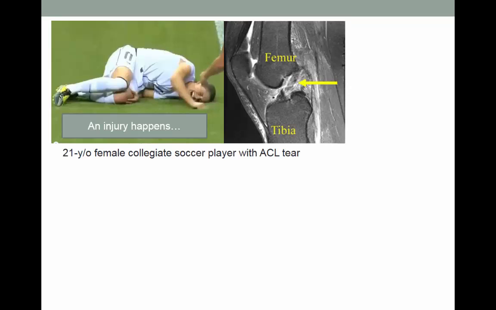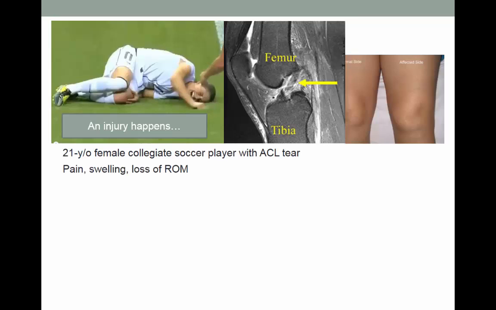Let's look at an example of a soccer injury. A player is running down the field and cuts to change directions. She falls and grabs her knee. Uh-oh, an injury has happened. In this case, we're dealing with a 21-year-old female collegiate soccer player with an ACL tear. This mechanism of injury, cutting and planting, is indicative of an ACL tear, so we know that from the mechanism of injury. The athlete has pain, swelling, and loss of range of motion in the knee.